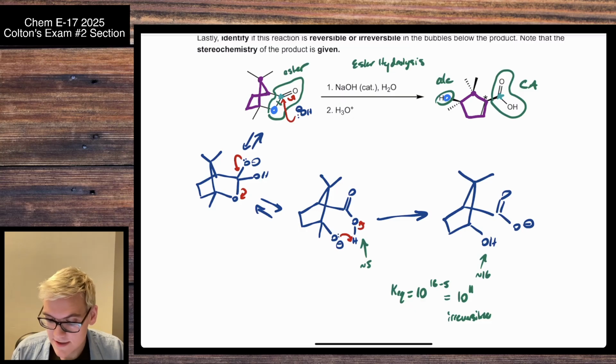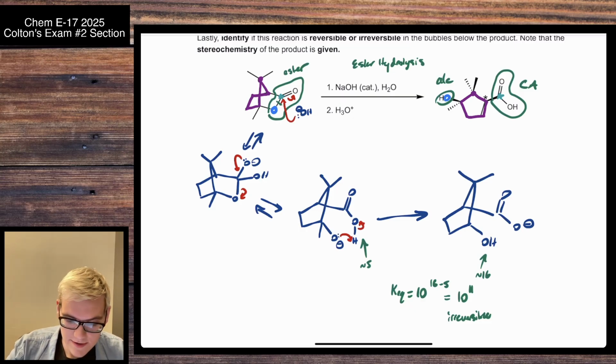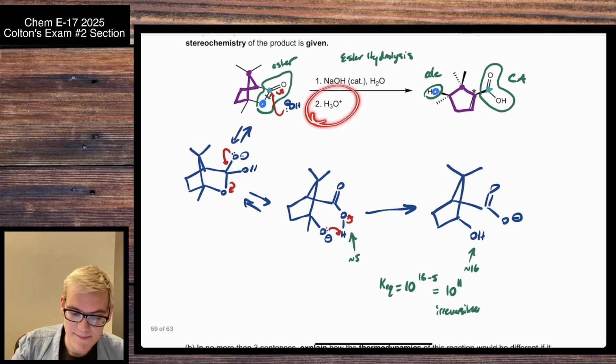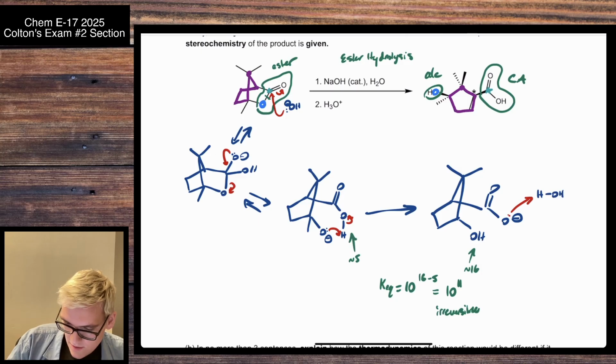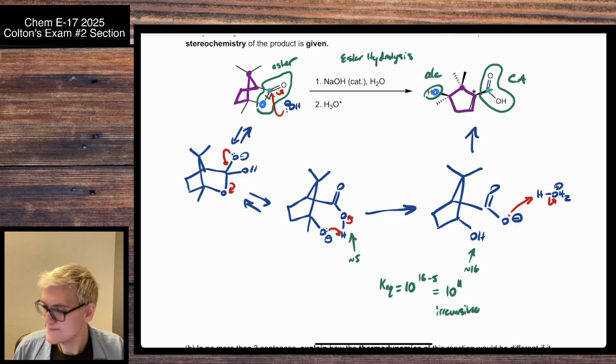So we are so close here to our product, the only thing that we need to do to finish it off is the second step, the acid workup. So we are going to have a lone pair on this carboxylate go and grab an H from H3O+. And then we are done.